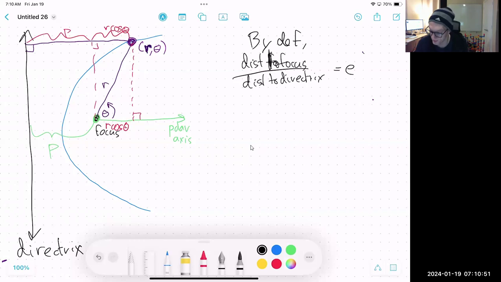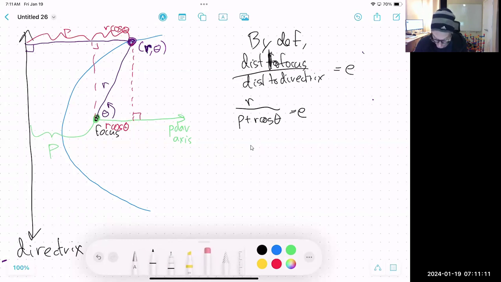Okay, we're going really slow, so let's pick it up a little bit. Therefore, what I conclude from this picture, applying the definition of the conics, is that r over p plus r cosine theta equals e, the eccentricity. And okay, great.